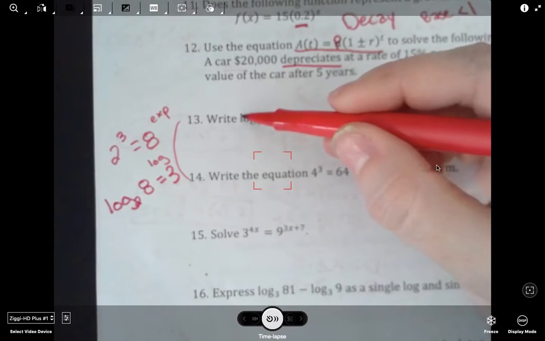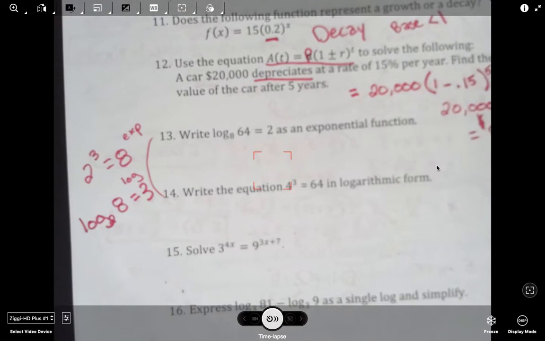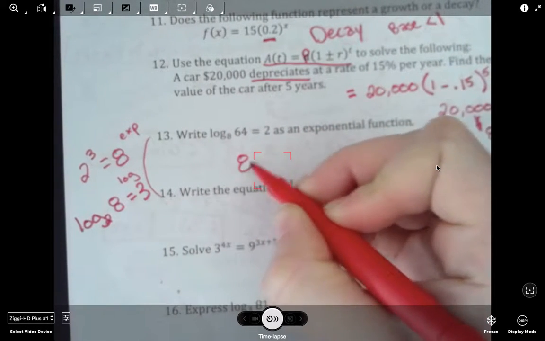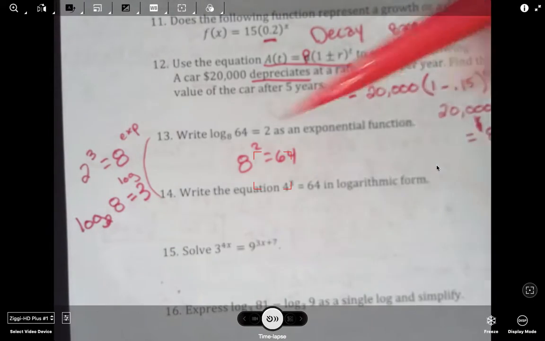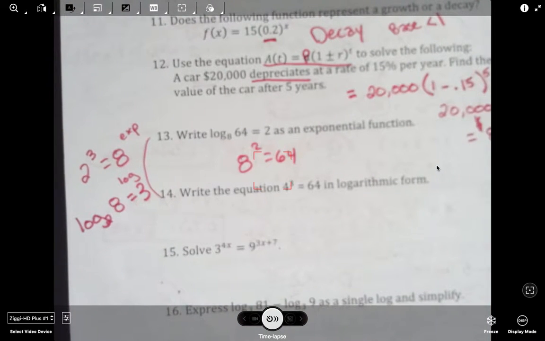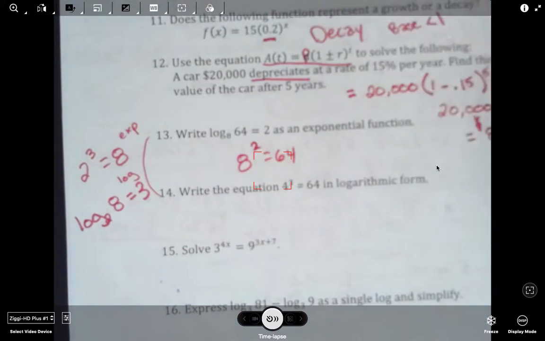So if I have log base 8 of 64 equals 2, I'm going to write that as an exponential function. 8 squared equals 64. On this one, it's hard to do it wrong, because you can just check that the answer seems reasonable. I'm not going to give you one that doesn't come out nicely. If you accidentally write it as 8 to the 64th power equals 2, you're going to know that one's wrong. That one should be kind of free points. That's an exponential function, okay?